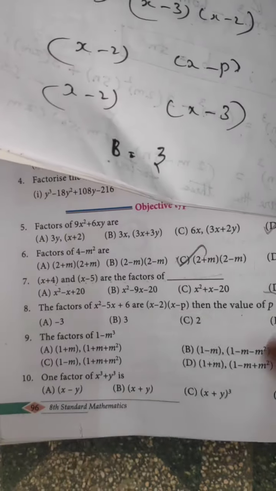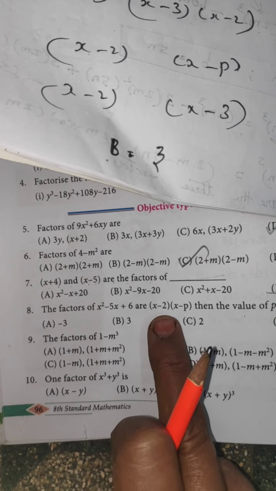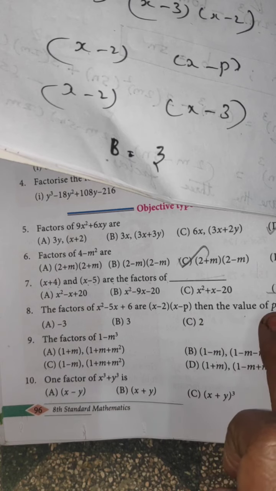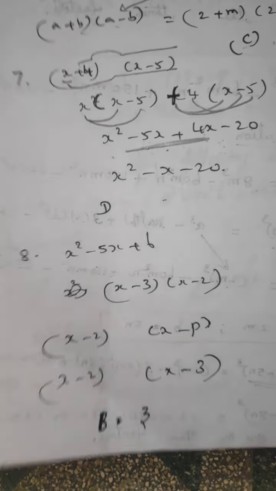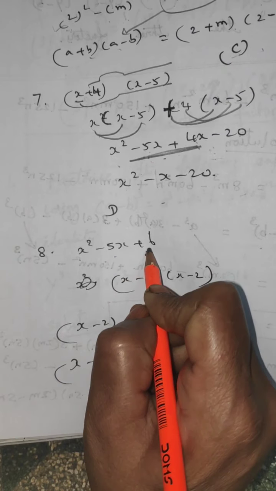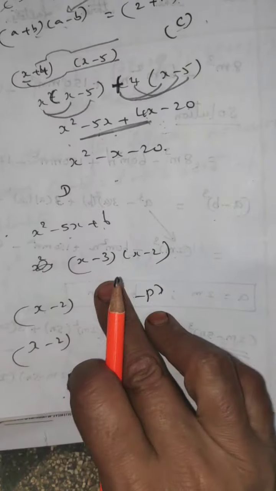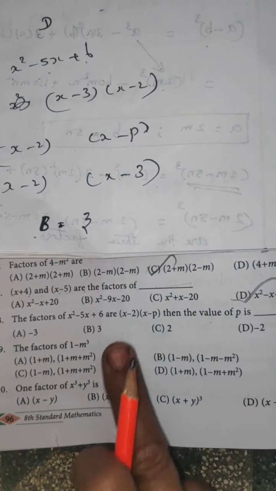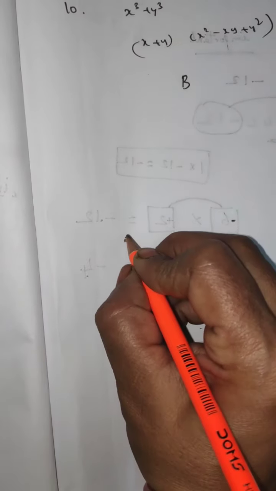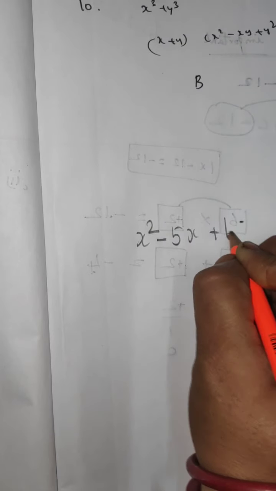Next question: the factors of x squared minus 5x plus 6 are x minus 2 and x minus p, then what is the value of p? See there, x squared minus 5x plus 6. How to expand that? See there, x minus 3, x minus 2. X minus 2 is given. I am writing it here again: x squared minus 5x plus 6.